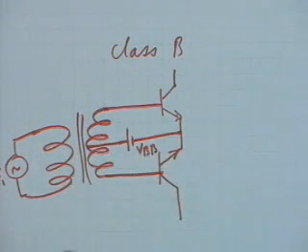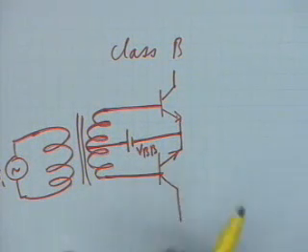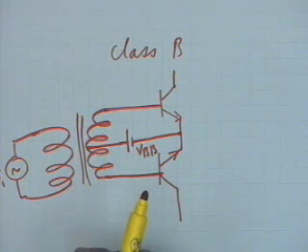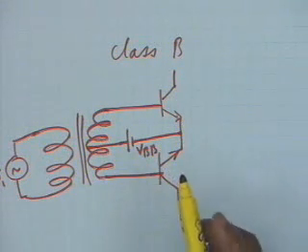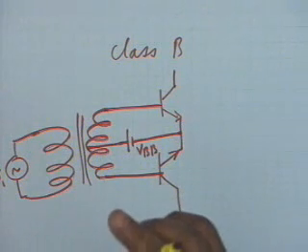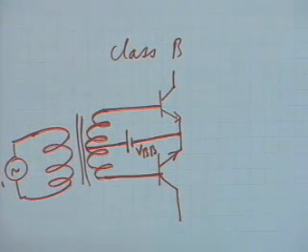This VBB I have shown schematically, but it is obviously derived from VCC through a potential divider. I have simplified this circuit by showing an additional battery, but actually VBB is derived from VCC, only one power supply, by an appropriate potentiometric division of voltage. VBB, if it is to be class B operation, has to be just on the verge of conduction, that is about 0.7 volt if it is silicon.